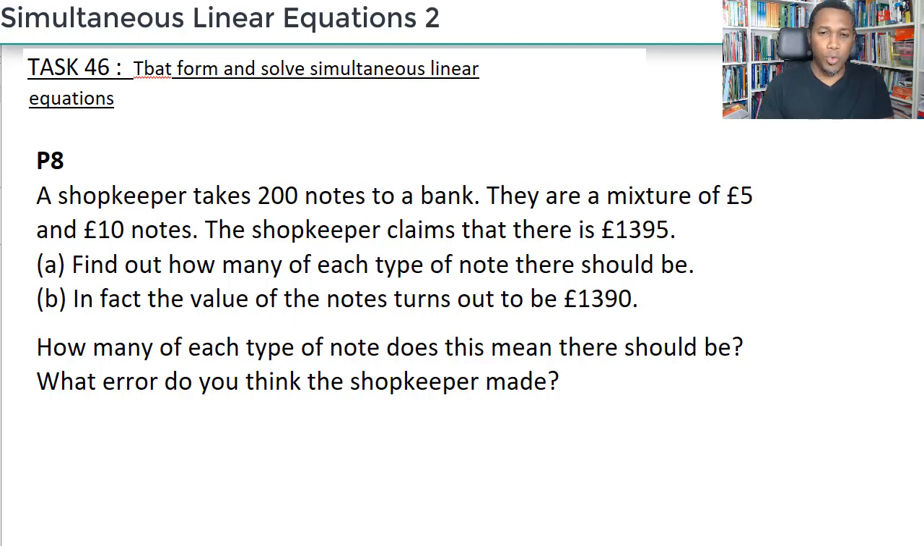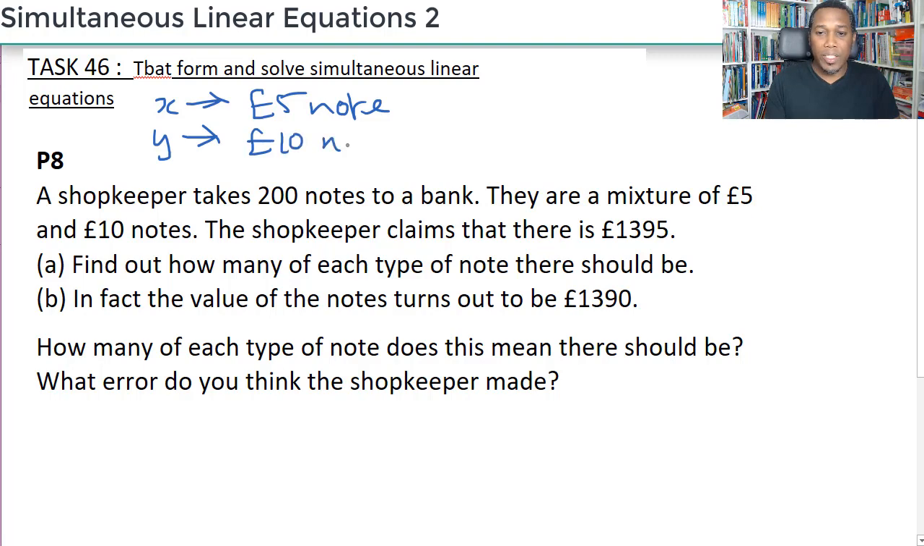Okay, so you've worked through it, and what are we looking at here? In terms of modeling, there are different types of banknotes. Let X be the number of £5 notes, and let Y be the number of £10 notes. That's what we're thinking about there. In terms of your equations, X plus Y is going to be equal to 200. That's one of the equations there.